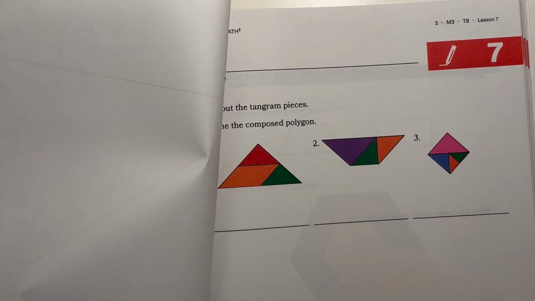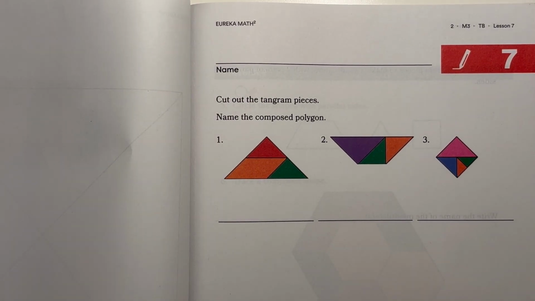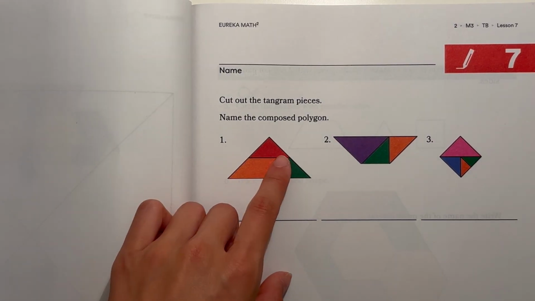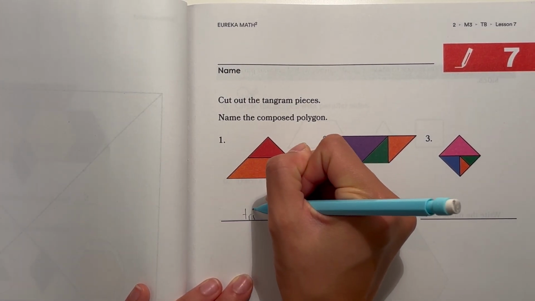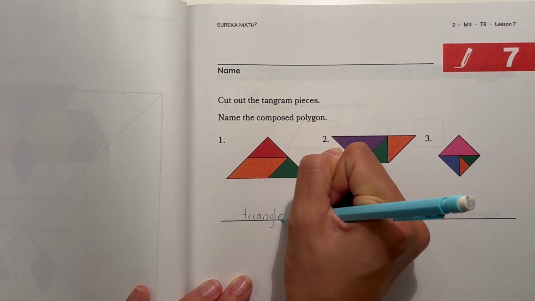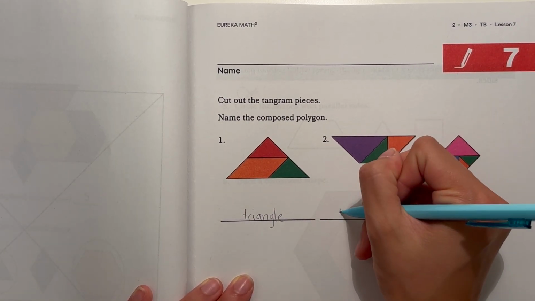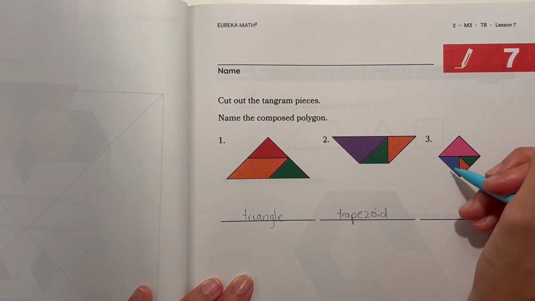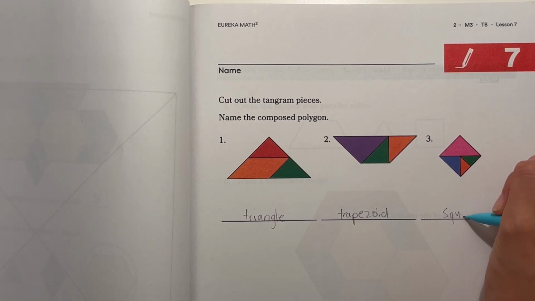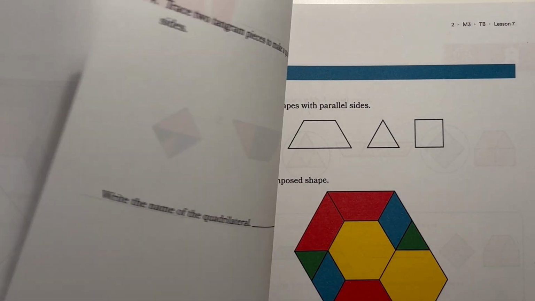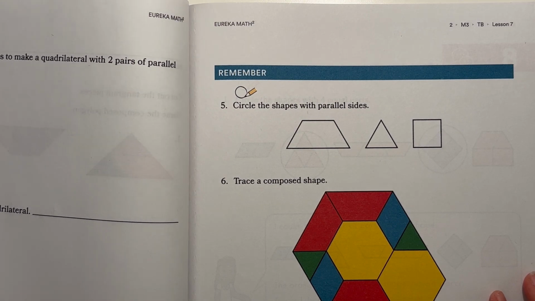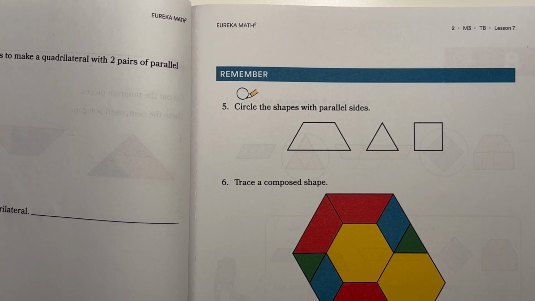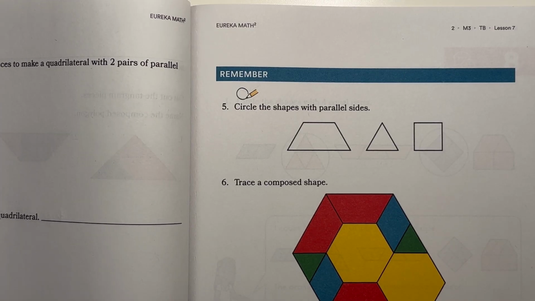Alright, number 7. Cut the tangram, name the composed polygon. Okay. This whole thing is a triangle. And this is a trapezoid. Okay, and then this is a square. And then now trace 2 tangram pieces to make a quadrilateral with 2 pairs of parallel sides. Okay.